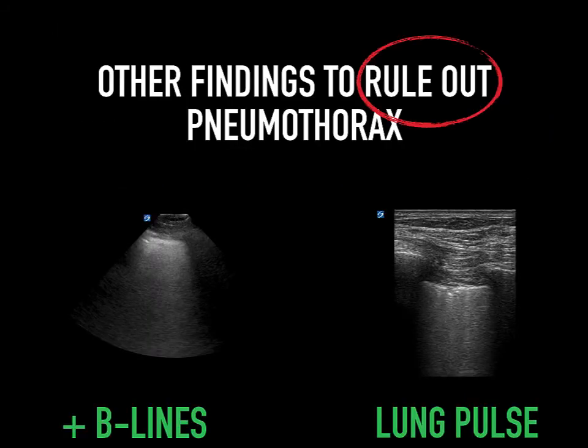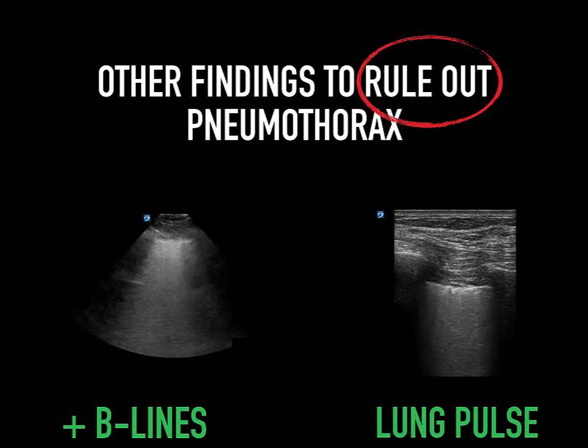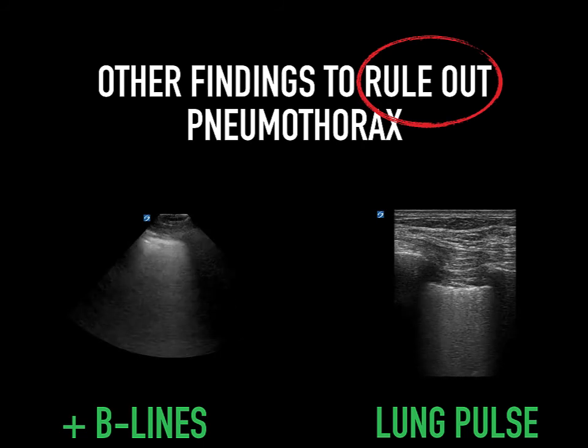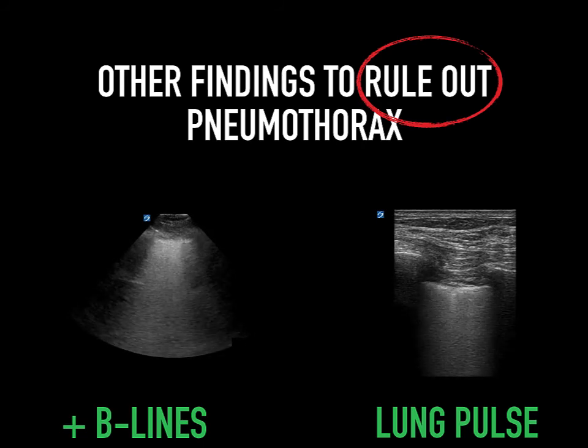There are also other findings to rule out pneumothorax. B-lines, shown on screen left, are these hyperechoic artifacts that extend from the pleural line in the near field to the far field. I'll talk more about these in a couple of minutes. On the right side, we see lung pulse. You'll notice this doesn't look quite like lung sliding. This looks more like, you guessed it, cardiac oscillation. And so the pleura is still interacting here, but it's largely a reflection of cardiac oscillation rather than lung insufflation.